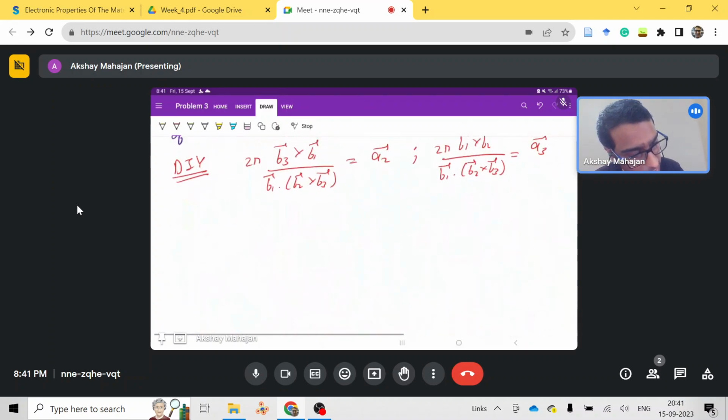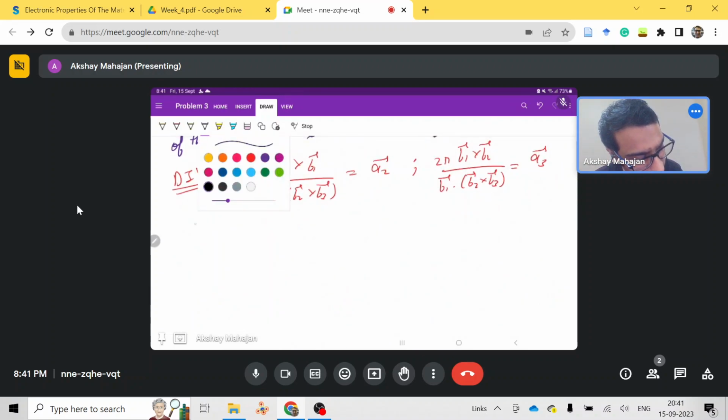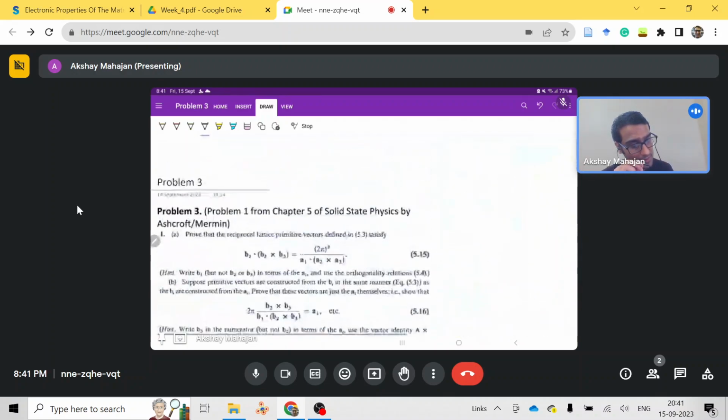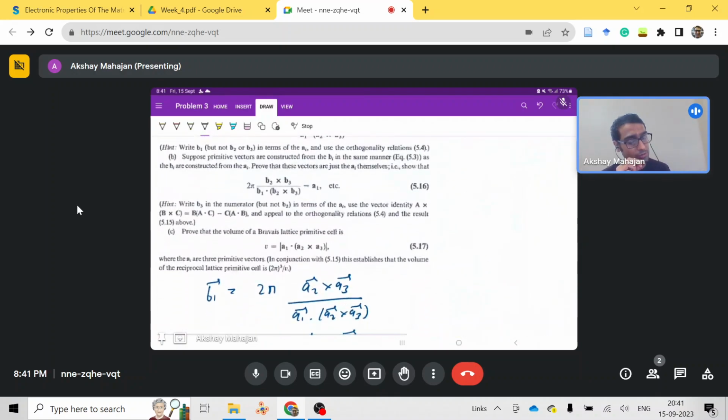So let's go to part C then. Okay, so what do we have in part C? In part C, we have to again prove something. We have to prove that the volume of a Bravais primitive cell is given by this, and using the result of part A, we can thus prove that the volume of the reciprocal lattice primitive cell will be just 2 pi cube divided by the volume of this Bravais lattice primitive cell.